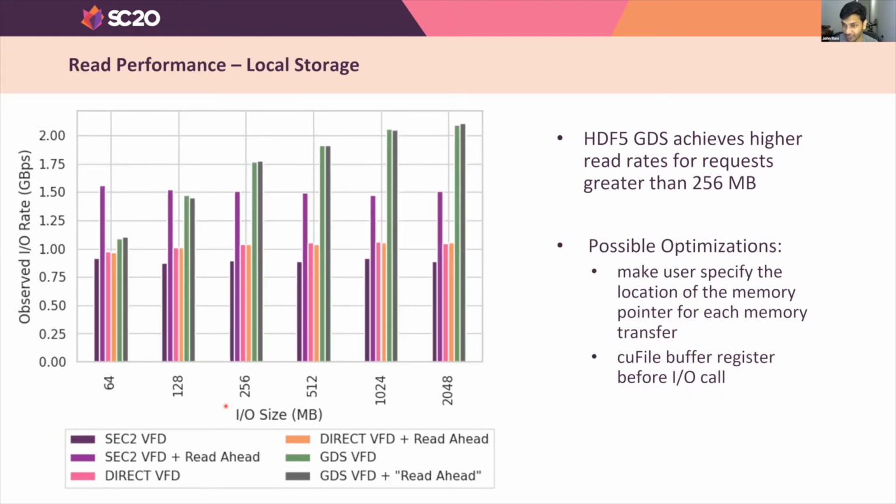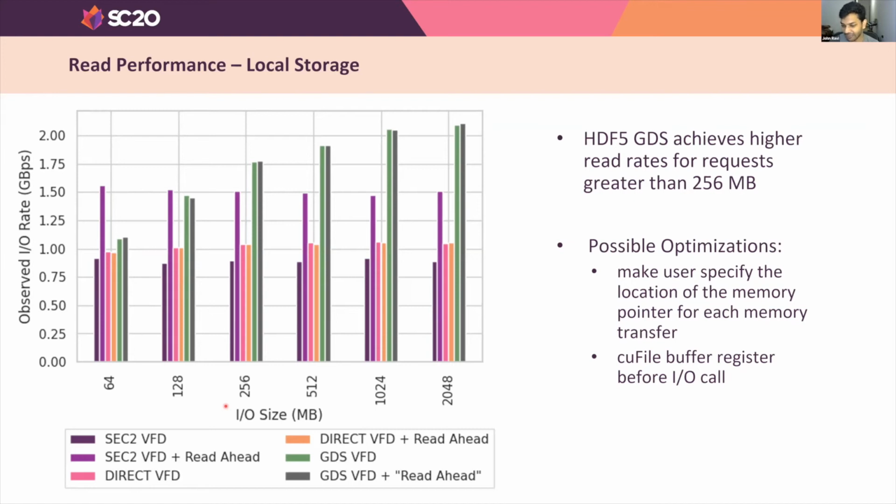And this is for read performance for local storage system. And in this case, I'm showing those 3 VFDs as well. But I'm also showing read ahead enabled. So read ahead, basically, the operating system is prefetching the data. This is a sequential benchmark, so the operating system can prefetch the data and cache it. You can disable the read ahead using a system call, fadvise, and basically tell it to treat the IO request as random and essentially turn off read ahead.